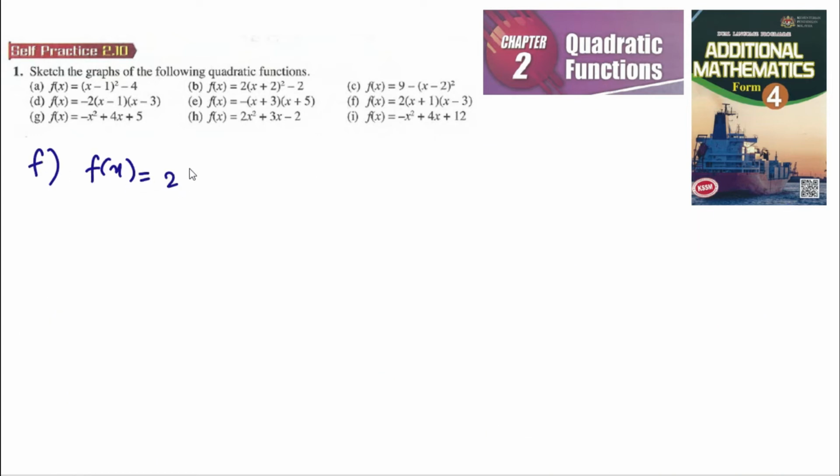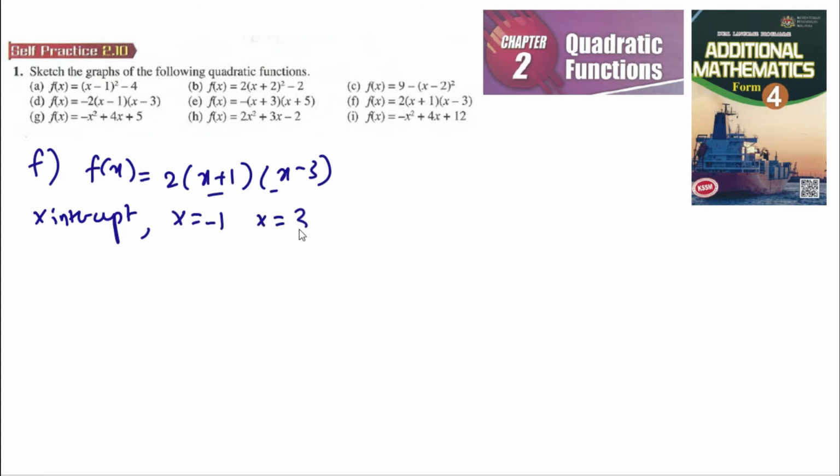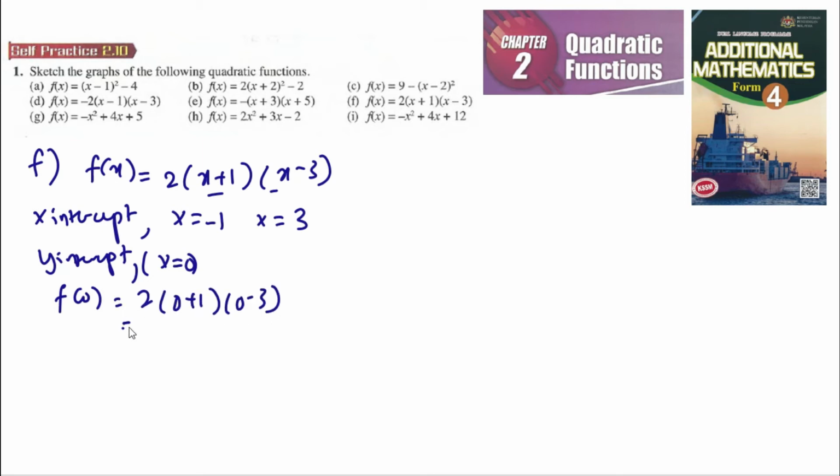f(x) is equal to 2(x plus 1)(x minus 3). So we know the x-intercepts are x is equal to negative 1 and x is equal to 3. Then the y-intercept is when x is equal to 0. So f(0) is equal to 2(0 plus 1)(0 minus 3), which is equal to 1 times negative 3, and 2 times negative 3 is negative 6.